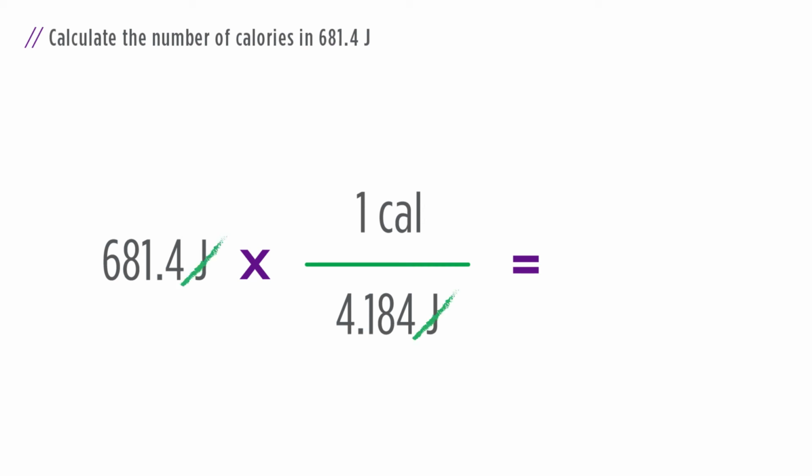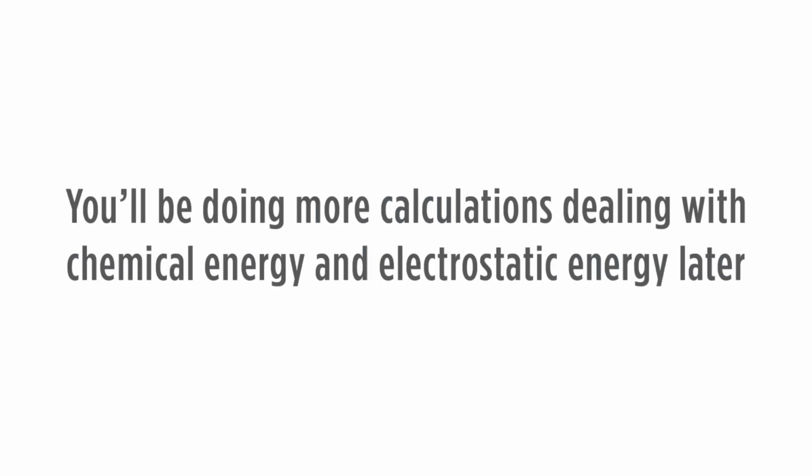We can do our calculation. We get 162.9 calories. Now for this one, notice that we have 4 significant figures to start with. Since 1 calorie is equal to 4.184 joules by definition, that means it's an exact term, which means we have as many significant figures as we need for that value. In this case, they're both 4, so we'll have 4 significant figures in our answer: 162.9 calories.